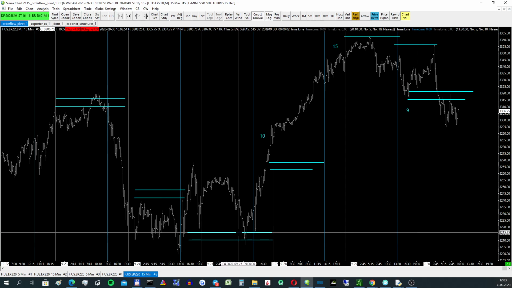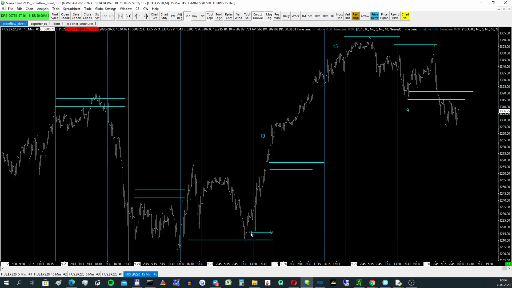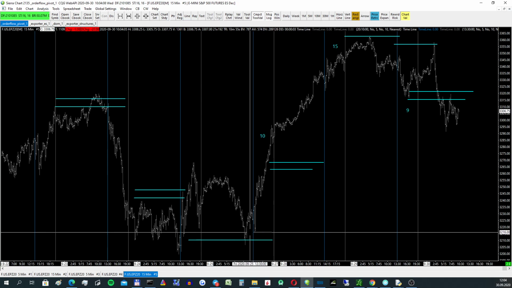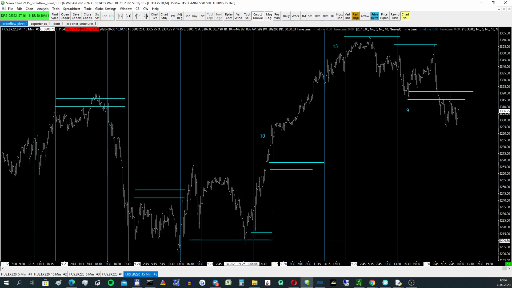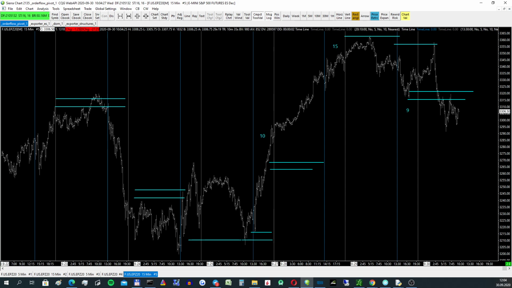Same here. This was actually the same pivot as TikTok posted. So it was 32.15, 16, and it was exactly to the point. This was the RTH pivot, and this was the overnight one. So the overnight one went down 2 points further.